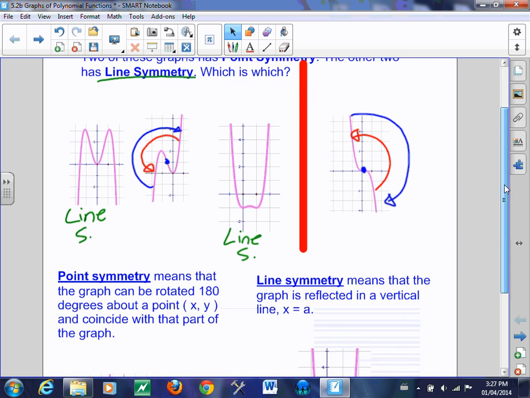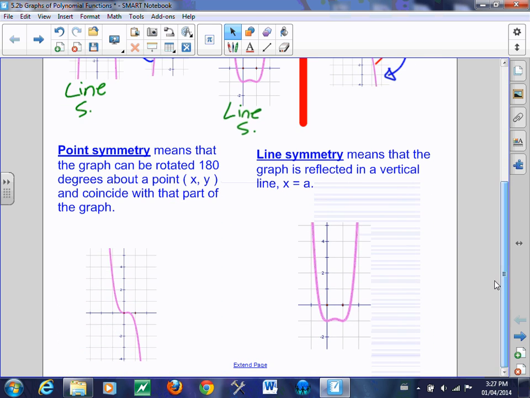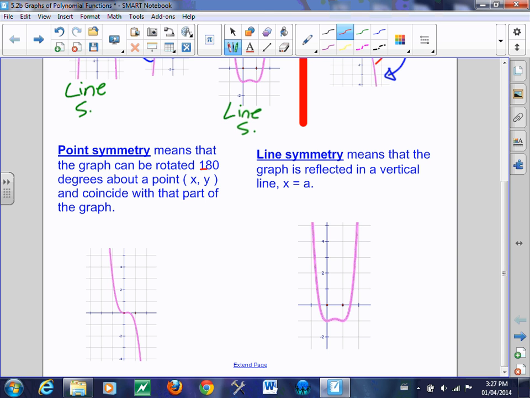So let's look at these definitions here. Point symmetry means that the graph can be rotated 180 degrees about a point, which doesn't have to be the origin, and coincide with the other part of the graph. For example, here my point of symmetry is about (0, 0). That's the point.